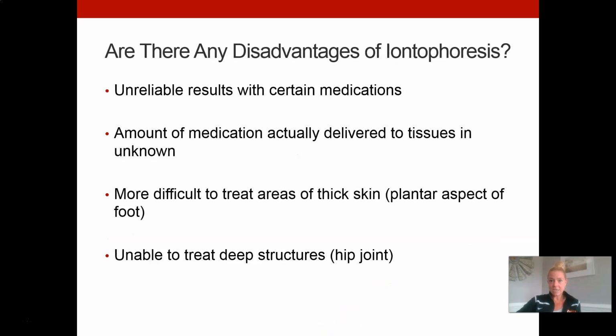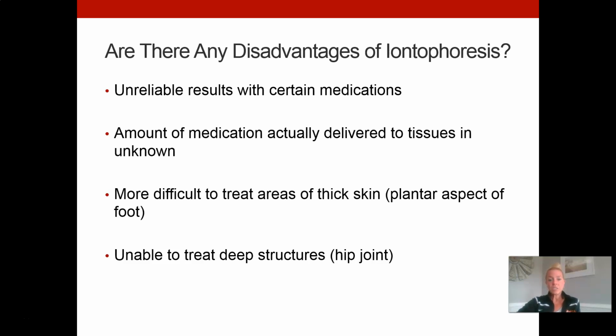So any disadvantages of iontophoresis? There can be some unreliable results with certain medications. Again, that's why we stick to the few basic medications that we use and use them pretty continuously in the clinic. The amount of medication that's actually delivered to the tissues is somewhat unknown. We typically just judge this by the person's subjective response. Are they demonstrating improvement? Then we're assuming that medication is getting where it needs to be.